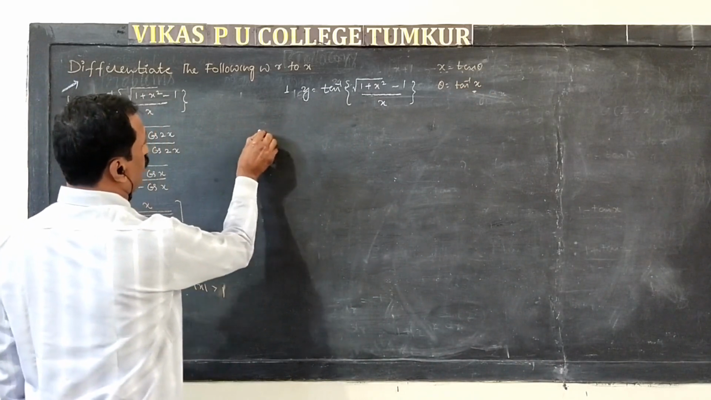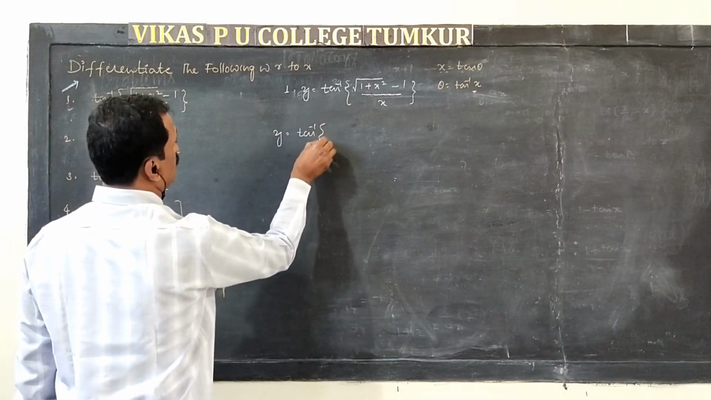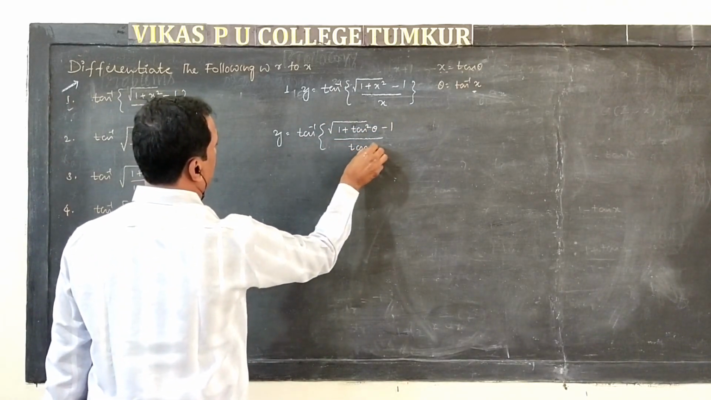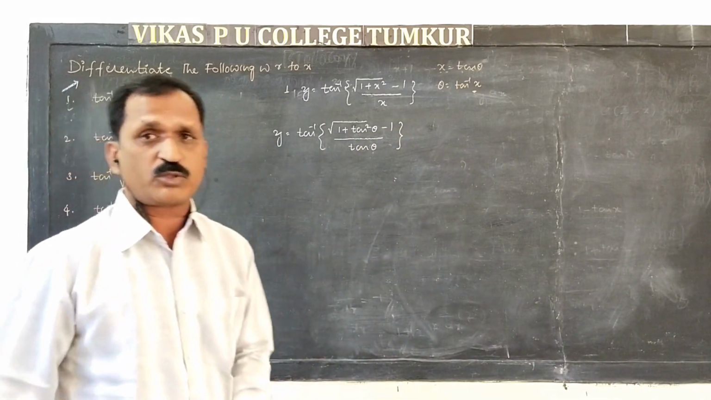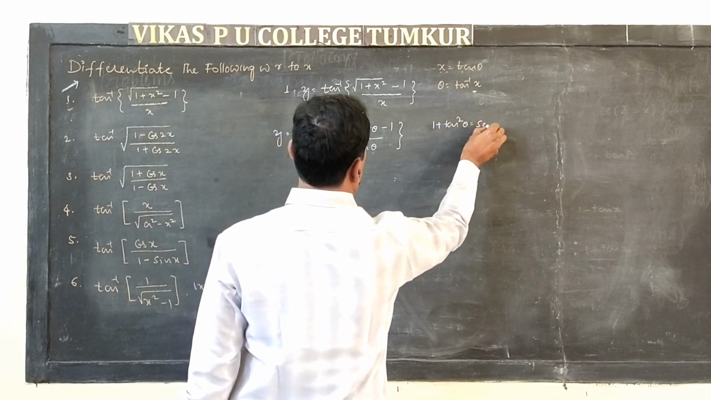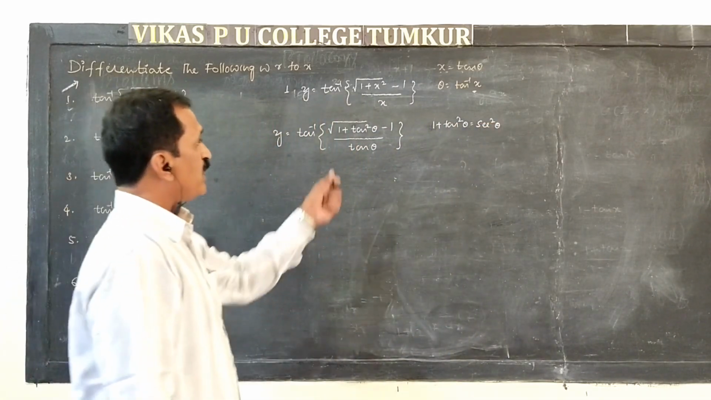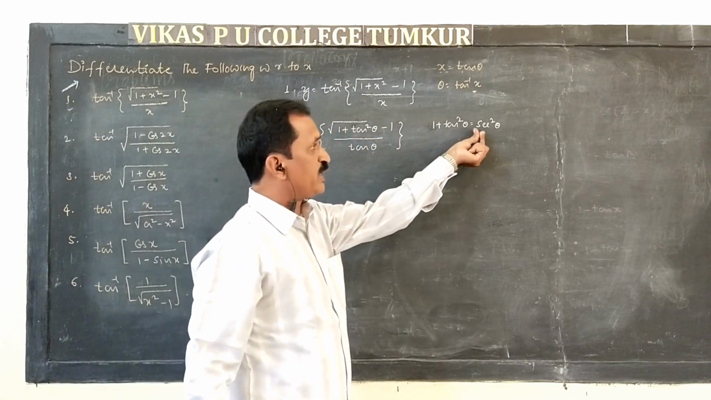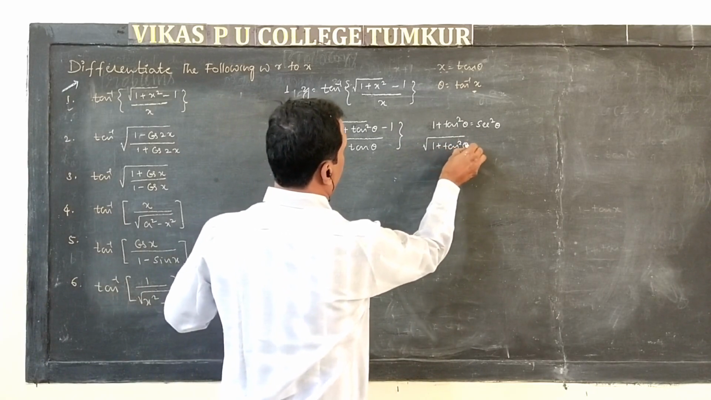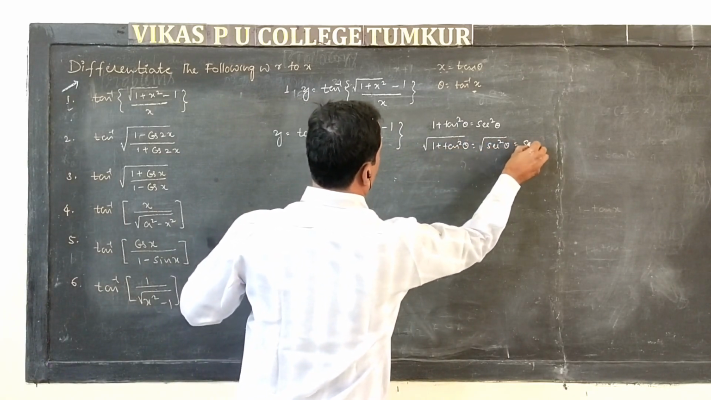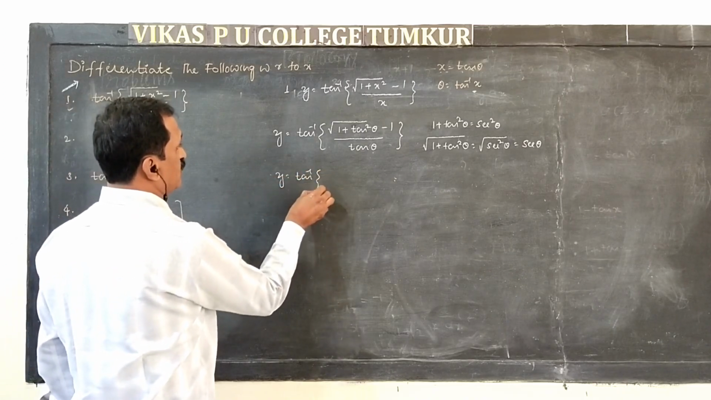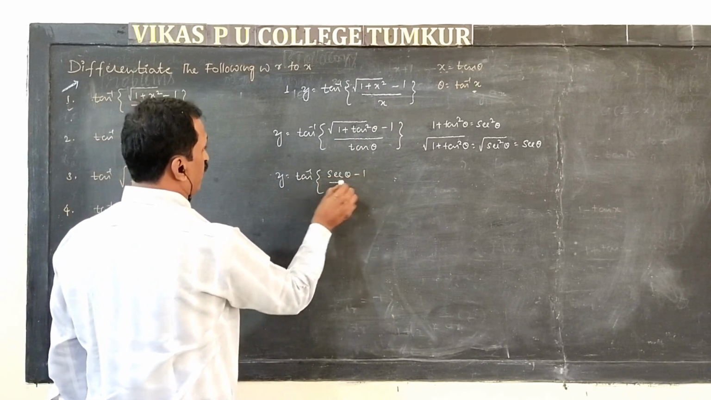Therefore, the value of y is equal to tan inverse of root of 1 plus tan square theta minus 1 divided by tan theta. I am substituting x as tan theta. Remember, this is a trigonometric identity: 1 plus tan square theta is secant square theta. So root of 1 plus tan square theta is root of secant square theta, which is equal to secant theta. Therefore, the value of y is equal to tan inverse of secant theta minus 1 divided by tan theta.